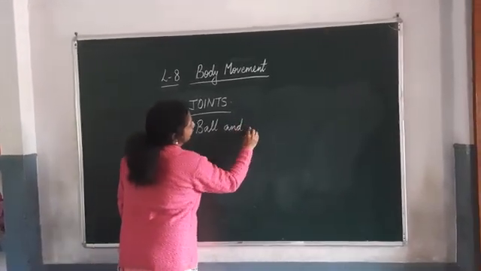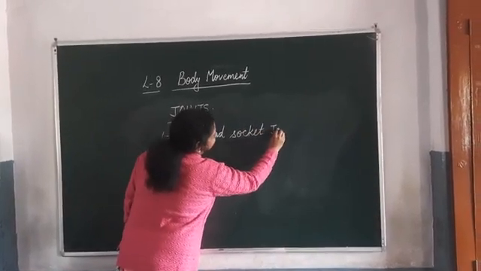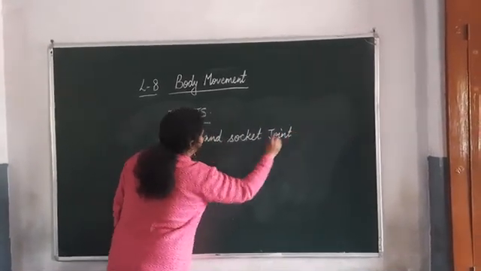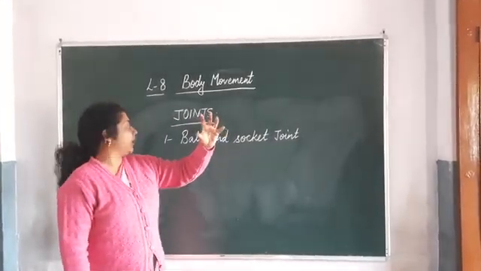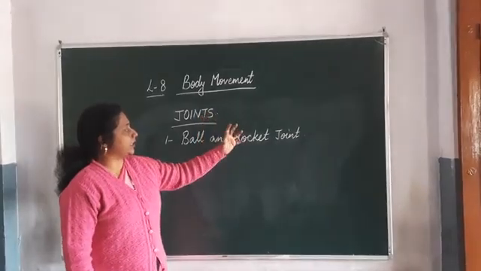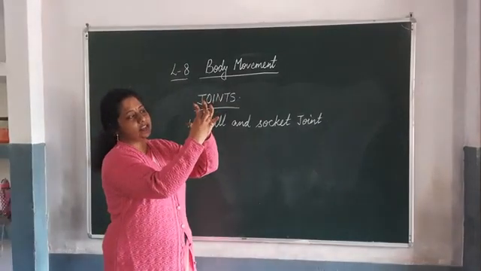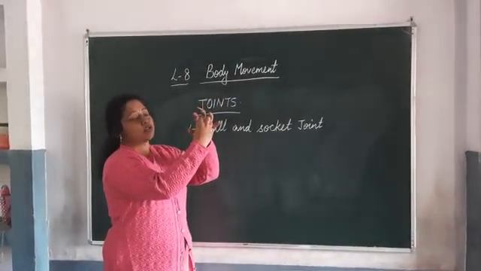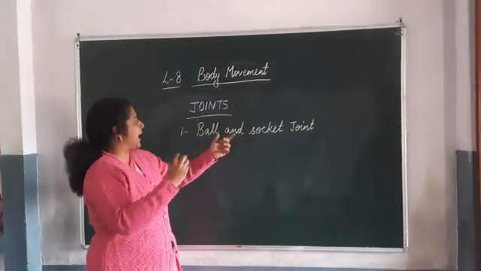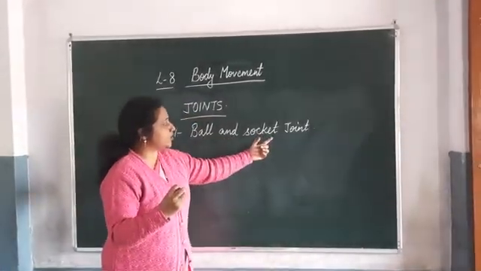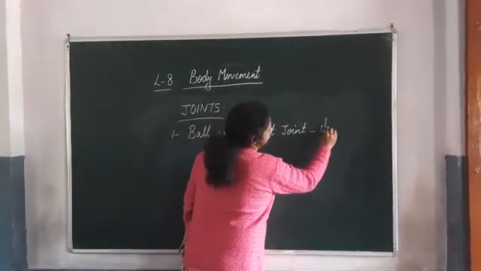Now, ball and socket joint, as the name indicates, there is a ball in the shape of a semicircle, and then there is a socket in a semicircle shape, and then there is a ball which is fixed into this socket. So that is why it is called a ball and socket joint. And the ball and socket joint is present in our shoulders.